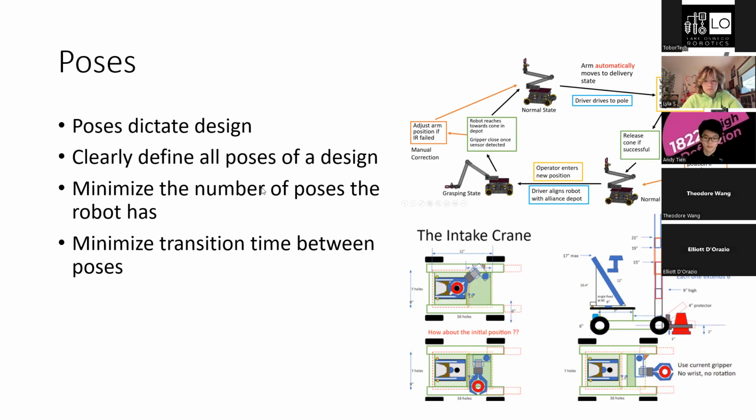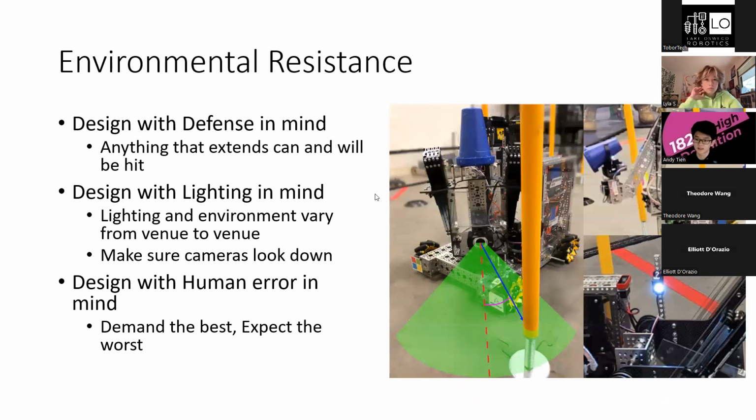So now that we've talked about poses, I want to talk about environmental resistance. And this is kind of the most important part of designing a robot. This also contrasts on-paper performance with real performance, because in a sterile environment like your workshop, there are going to be variations that you can never anticipate. So it's always good in design to minimize the points of failure that a robot can have.